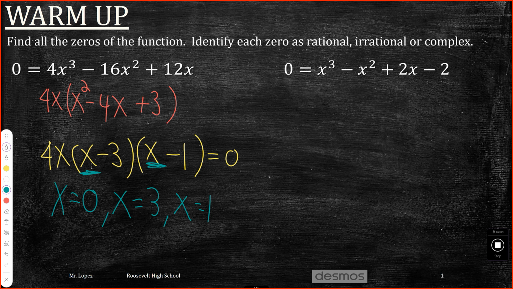So these are the zeros of the function. And they are all rational roots. So it has 3 rational roots or solutions.